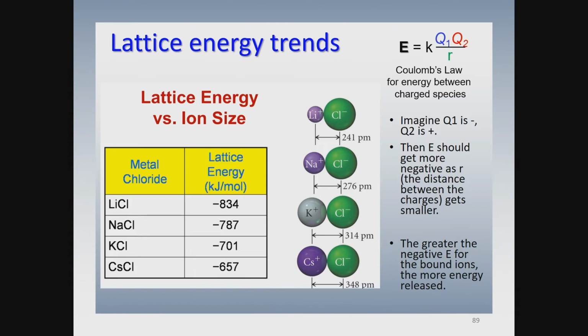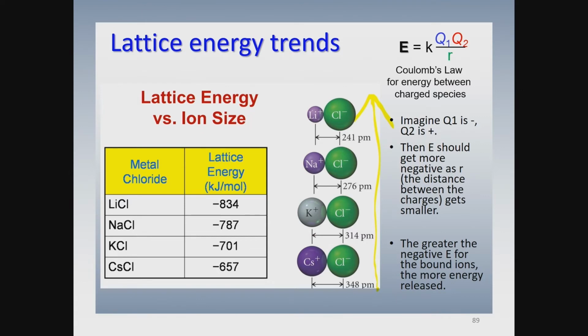And then you can just keep going down. By the time you get to the cesium cation, it's such a large cation that it's far away from the chloride anion, and so it has a relatively large distance between the ions, which is 348 picometers. What you can see is that the smaller the distance between the ions, the more energy is released. And you need to understand why that is the case.